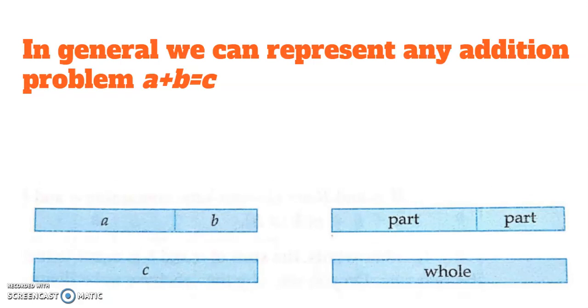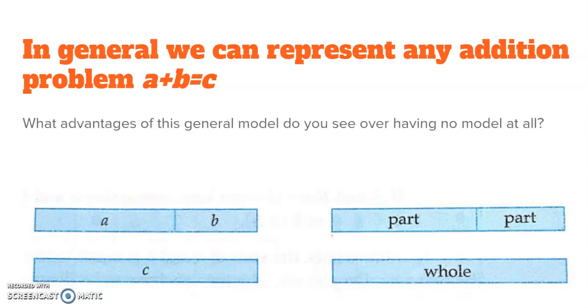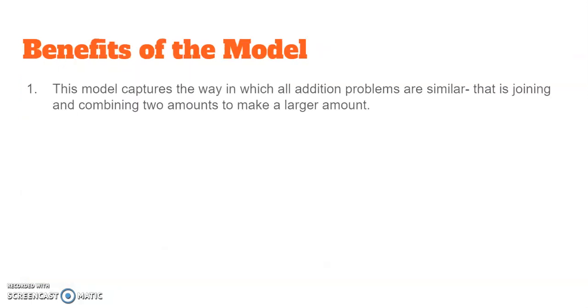In general, we can represent any addition problem as A plus B equals C. You can see these represented by tape diagrams or these rectangles. The entire rectangle represents the whole, C. We have a part plus a part to equal that whole. This general model is a very simple model, but yet it represents a part plus part equals whole relationship.